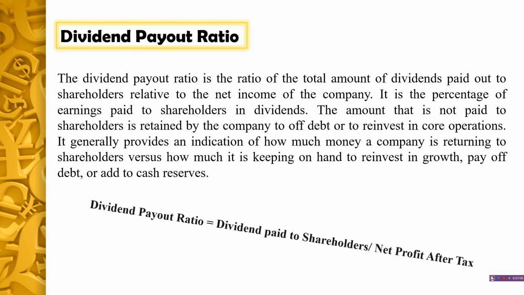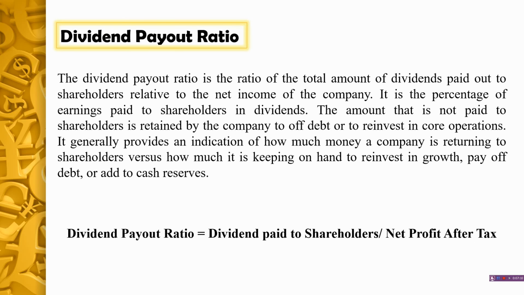Then how is the dividend payout ratio calculated? It is calculated as dividend payout ratio equals dividend paid to shareholders upon net profit after tax. So this is the way dividend payout ratio is calculated.